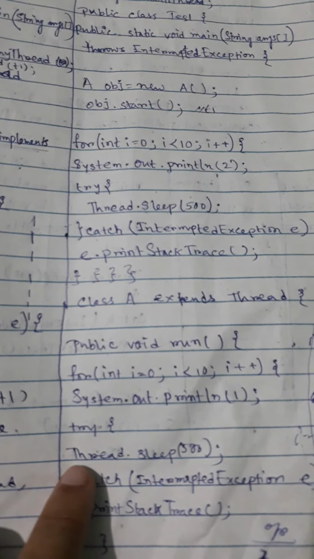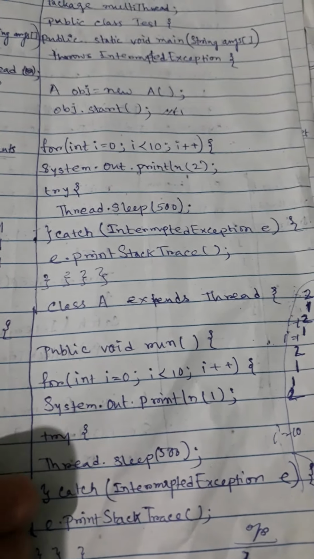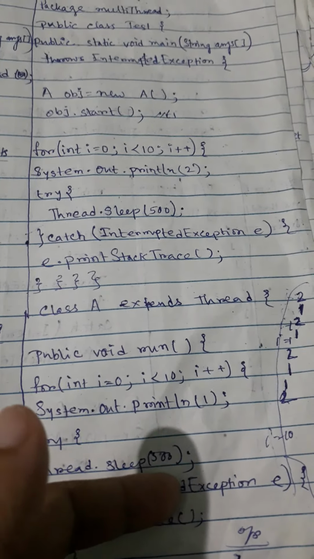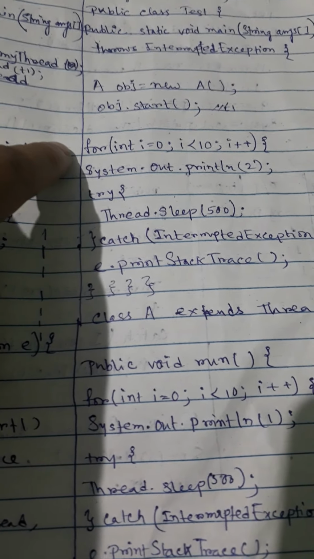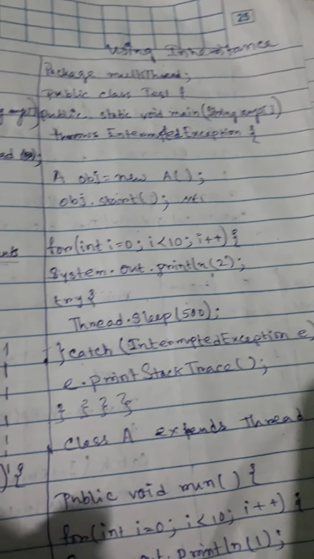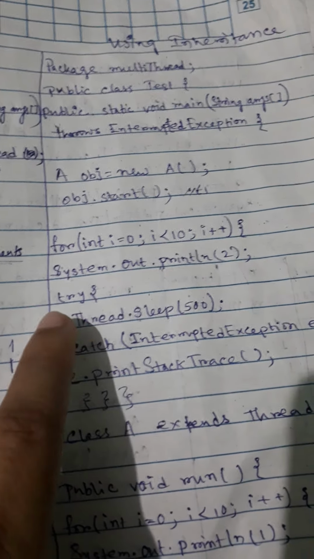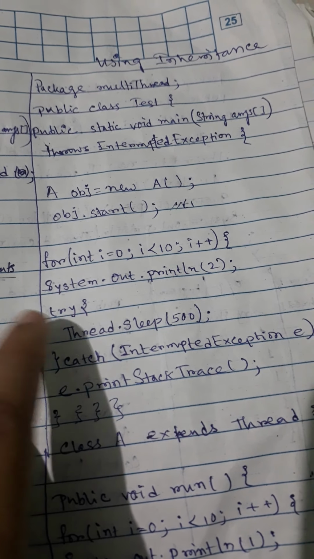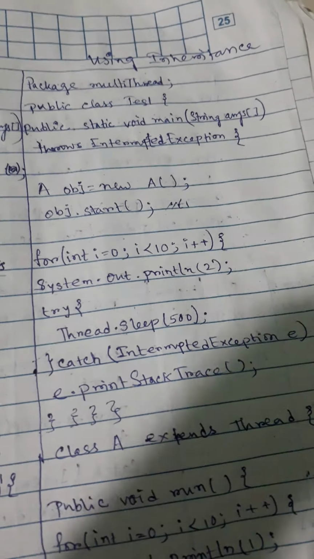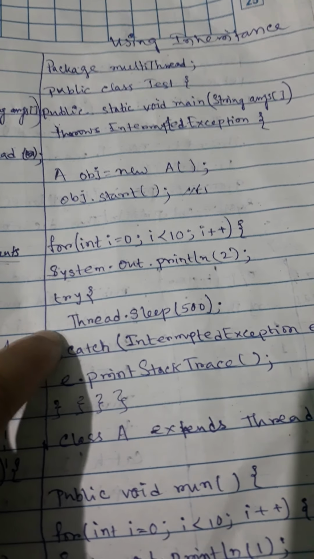Then again this thread will go to the sleep method, and then again it will go to the main thread. The main thread handles the interruption using try-catch block. After handling the exception or interruption, again 2 will be printed. Then again it will go to the sleep method.